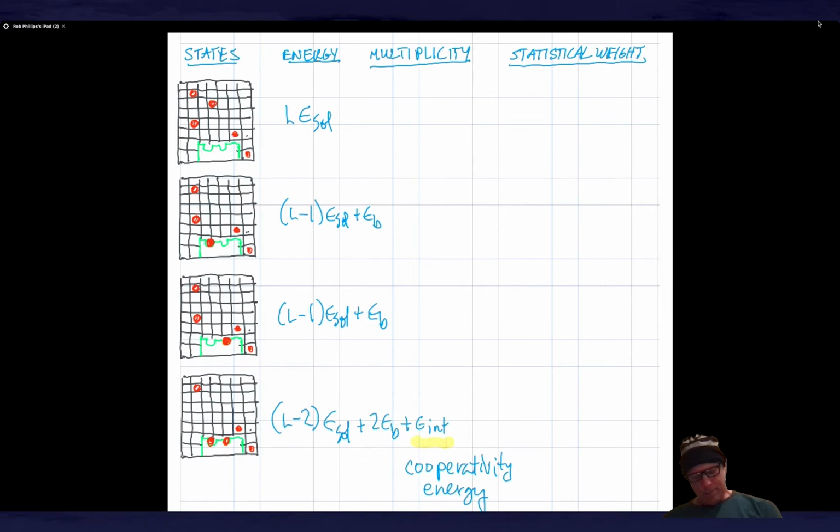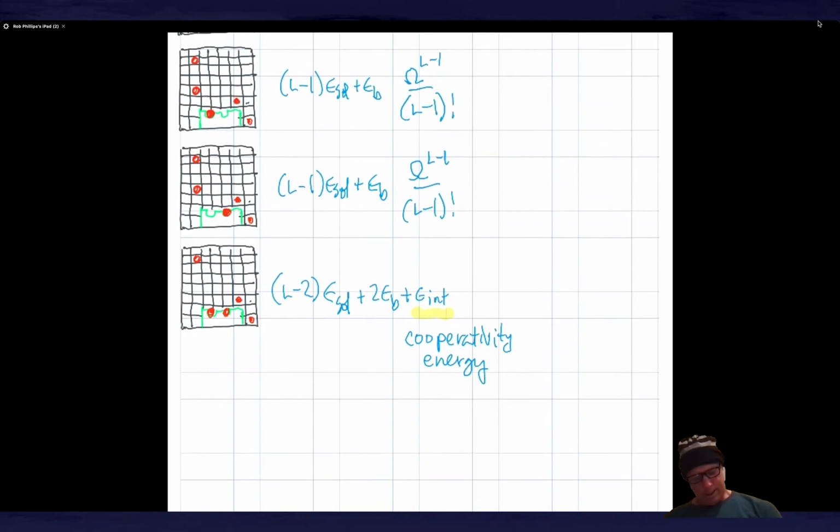So this one is omega to the L power over L factorial. This one is omega to the L minus 1 over L minus 1 factorial. This one is omega to the L minus 1 over L minus 1 factorial. And then the last one is omega to L minus 2 over... No, I didn't do that right. I'm going to call this L minus 2 factorial.